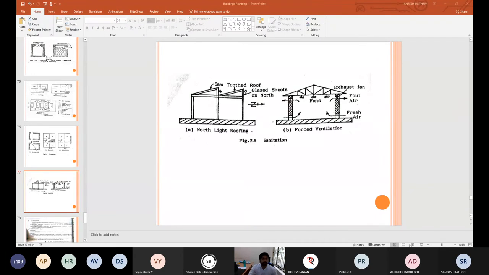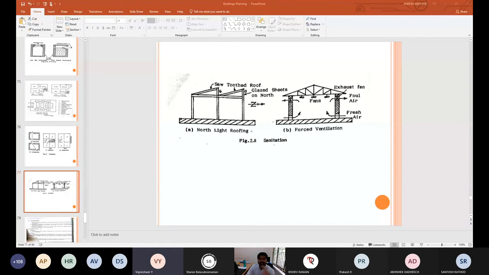The next is ventilation. Ventilation is the secondary sanitation provision. Ventilation, you know that. What is the meaning of ventilation? What do you mean by ventilation? Air flow. Yeah, air.